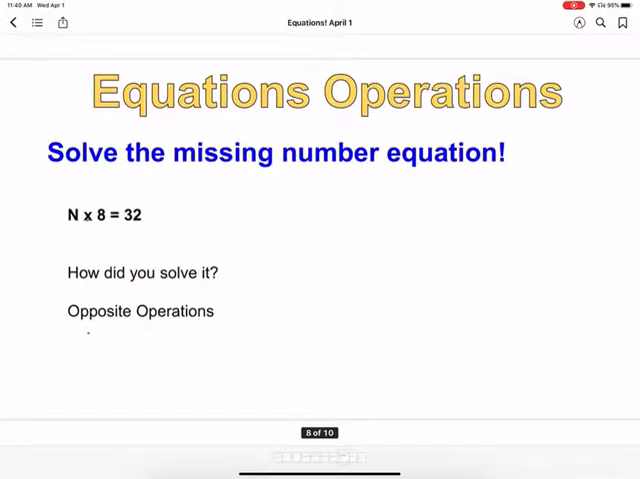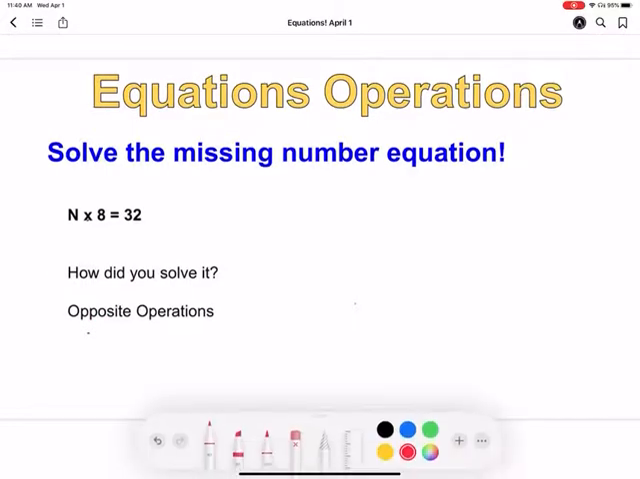Now here again we have another missing number equation. We have n times 8 equals 32. Again, I'm going to look at this operation. It's multiplication, so I'm going to do the opposite. The opposite is division. So I write 32, because I have to start with a bigger number, don't forget. Then what do I write next?